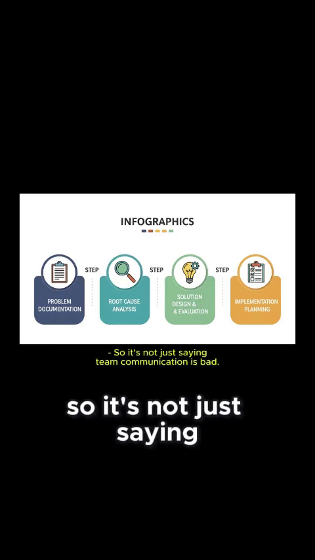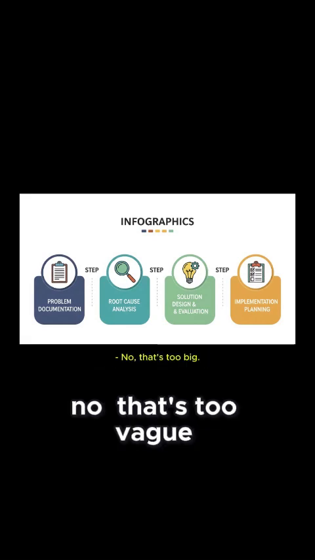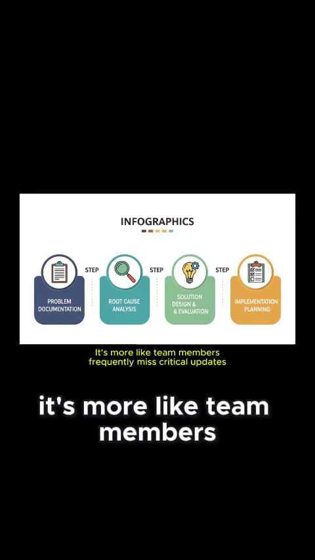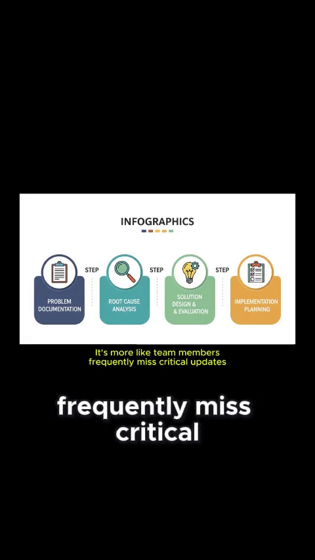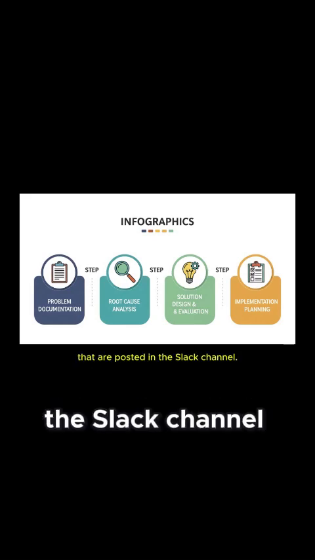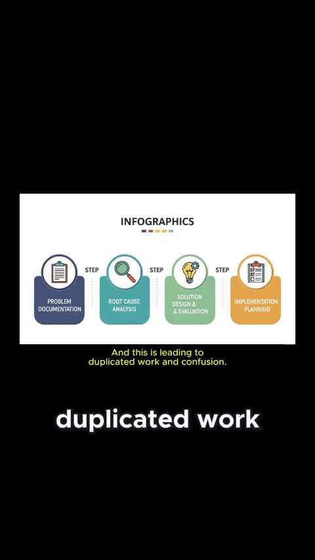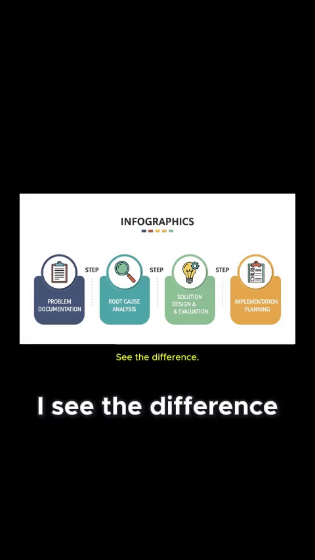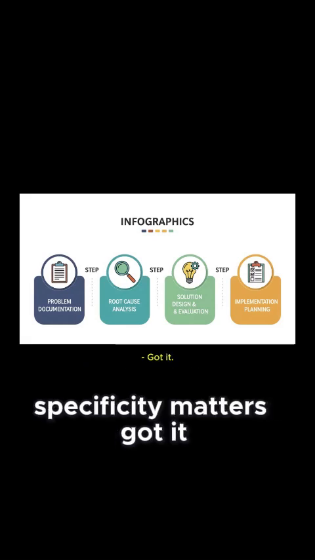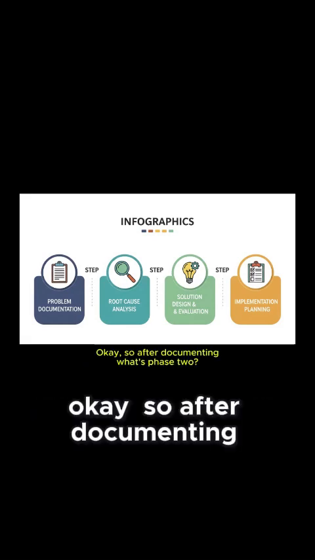So it's not just saying team communication is bad. No, that's too vague. It's more like team members frequently miss critical updates that are posted in the Slack channel, and this is leading to duplicated work and confusion. See the difference. Specificity matters. Got it. So after documenting, what's phase 2?